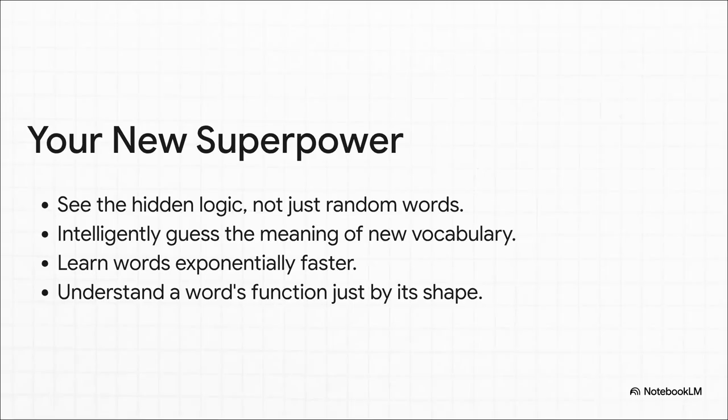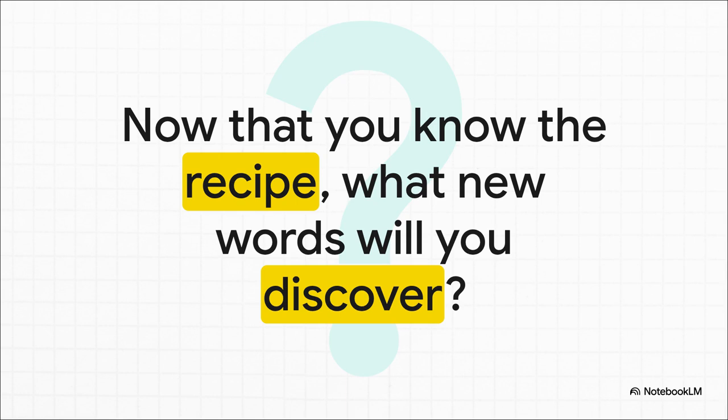So what's the big takeaway here? This isn't just another boring grammar rule. It's a superpower. You literally stop seeing a wall of random vocabulary and you start to see the elegant, logical scaffolding that's holding everything up. You can intelligently guess the meaning of a word you've never, ever seen before, just by recognizing its pattern. And this means you learn vocabulary exponentially faster, because you're not just memorizing single words anymore, you're learning the entire system that generates them. So the next time you see an Arabic word, don't just see the letters. Try to see its two parts. Ask yourself, what's the flavor and what's the mold? Because now that you know the secret recipe, a whole new world of words is just waiting for you to discover. So what will you find?